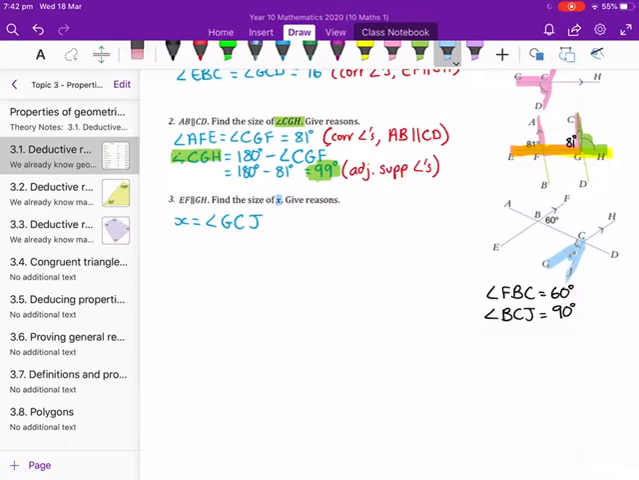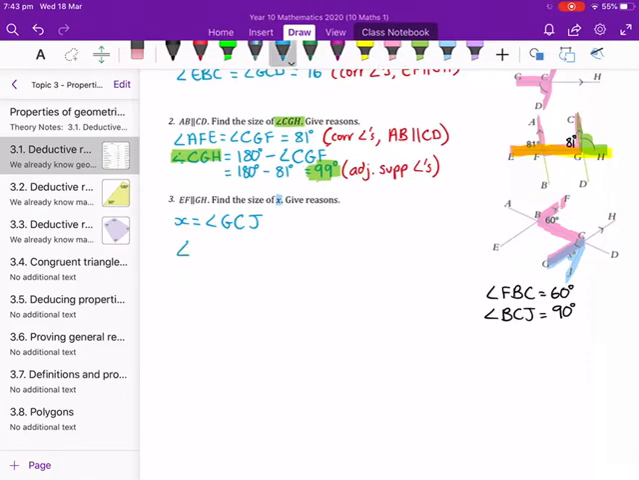which is my CGJ. And then I'm also going to have a look at my angle FBC. So if I go around my angle FBC, I can sort of see that I can get next to my X angle by using angle BCG, which makes our Z angle, which makes an alternate.